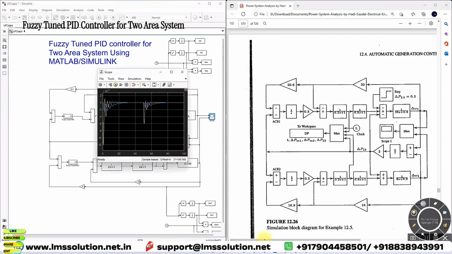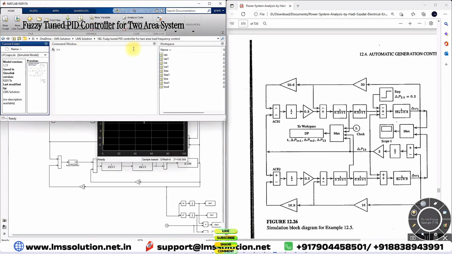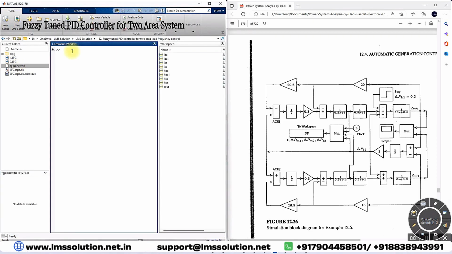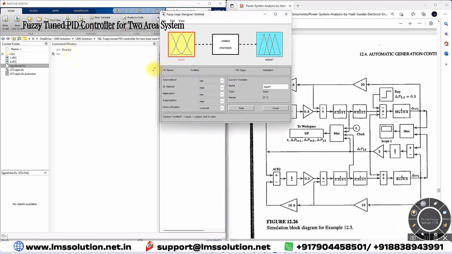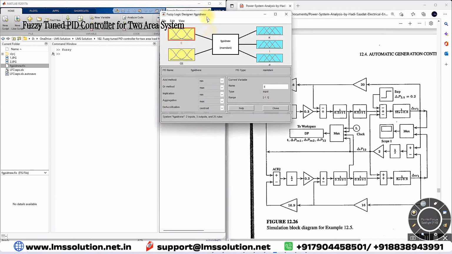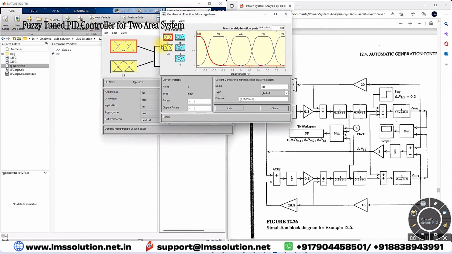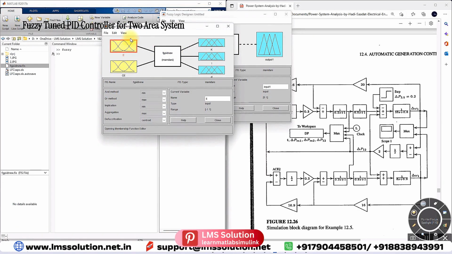And next I'm going to show the fuzzy file. This is a fuzzy file generated for a fuzzy tuned PID controller. I open that fuzzy file, and then here I'm going to open that file. This has two inputs, error and rate of change of error, and then it has the outputs kp, ki, kd, and then here you can see the number of membership functions used for error, change of error, kp, ki, kd, and then this is going to be related with the rules. Here you can see the rules.